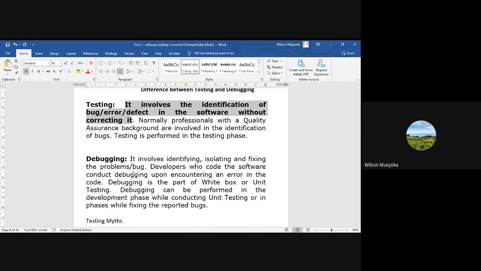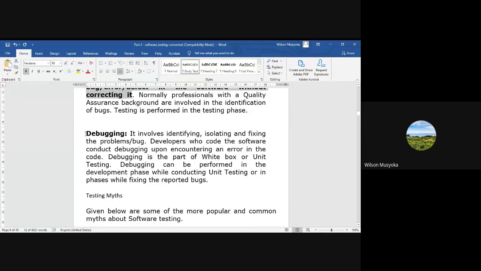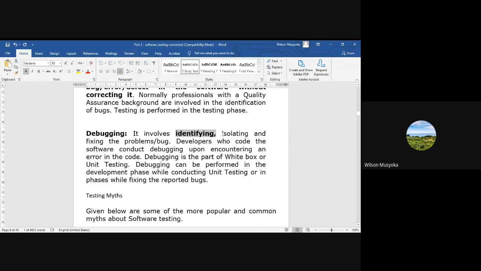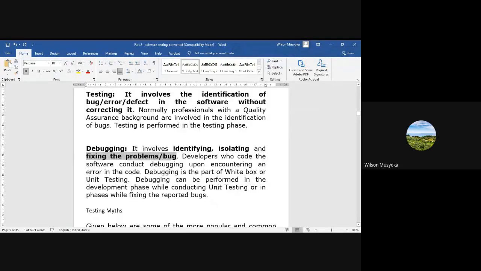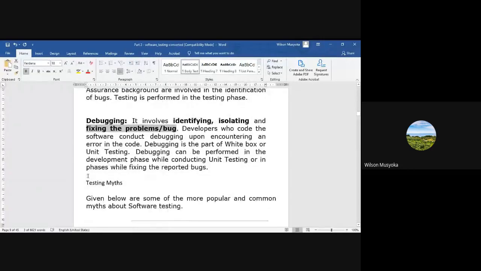After identifying, then you go to the step of debugging. Debugging will involve identifying, so debugging will involve testing. Then you isolate what the problem is, where the problem is, and then you fix that problem or bug. So debugging will involve the process of testing as well as correcting or fixing that problem which has been identified within your system or your software.